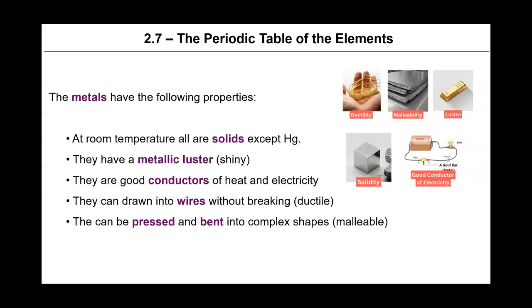So the metals have some distinct properties. At room temperature, all of them are solids with the exception of mercury, which is a liquid. All of the metals are shiny. They have a metallic luster. They're good conductors of heat and electricity, and we can stretch them into wires without breaking them. That means that they are ductile, and they can be pressed and bent into complicated shapes, which means that they are malleable.